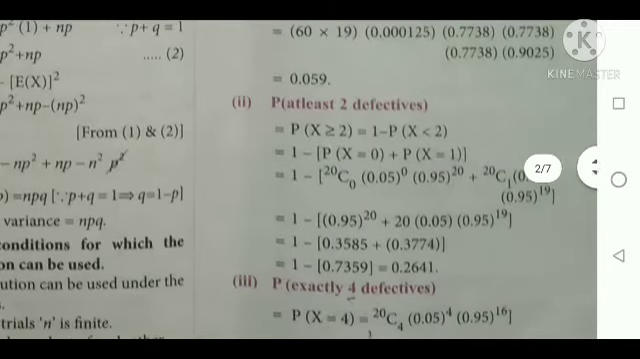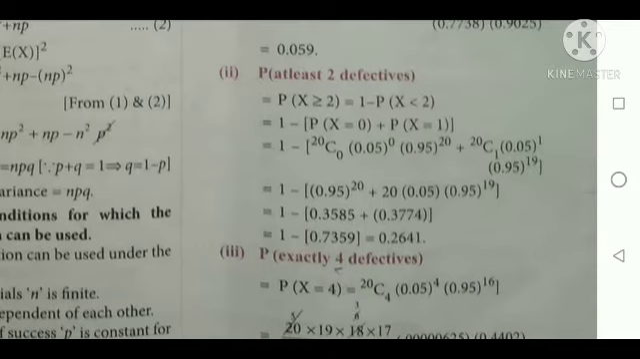The next question asked is at least 2 defective. At least 2 defective means 2 or more than 2, that is 2, 3, 4, and so on up to 20. So in order to find P of x greater than or equal to 2, we first find P of x less than 2 and subtract it from 1, because the total probability is equal to 1. From that probability I subtract P of x less than 2 in order to get the value of P of x greater than or equal to 2. So 1 minus P of x less than 2, which means x is 0 and 1.